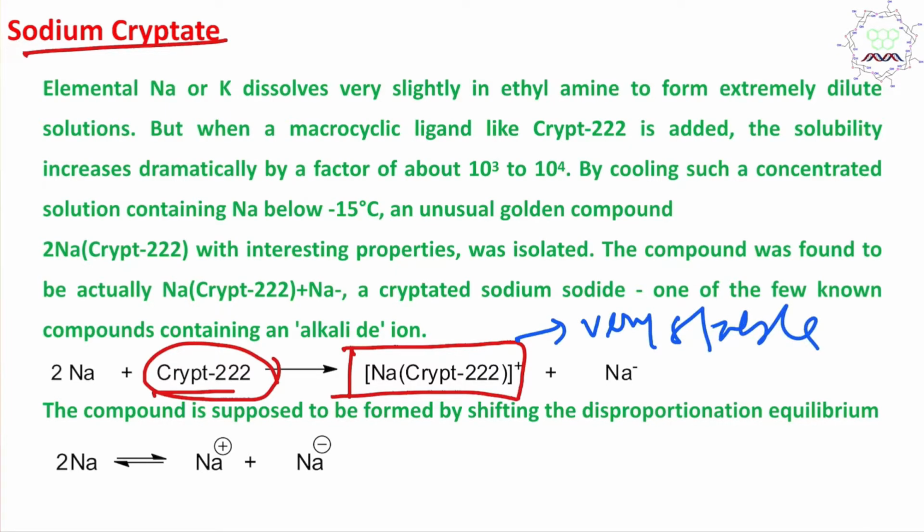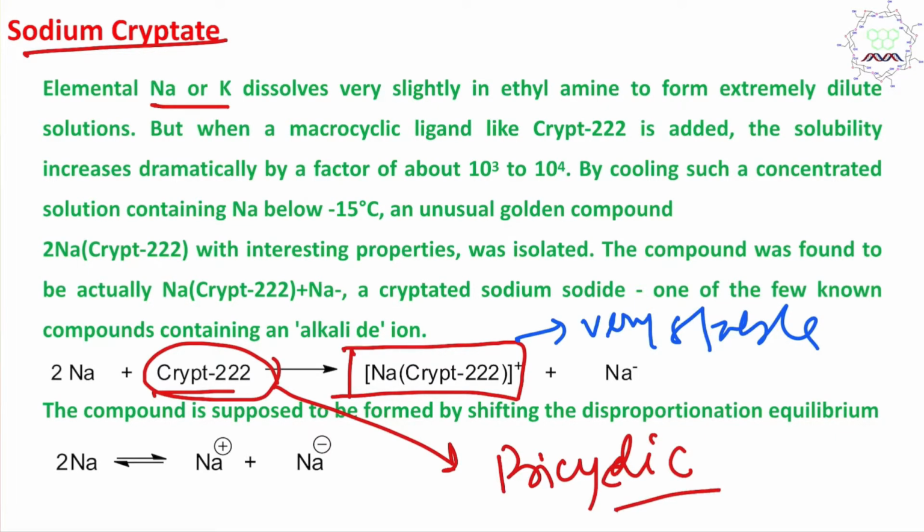Okay, so you can read that elemental sodium and potassium dissolve very slightly in ethylamine, forming extremely dilute solutions. But when a macrocyclic ligand like crypt-222 is added, please remember this is also a bicyclic. Why? Because in order to get an open chain compound you need to cut twice. I shall show the structures after some time.